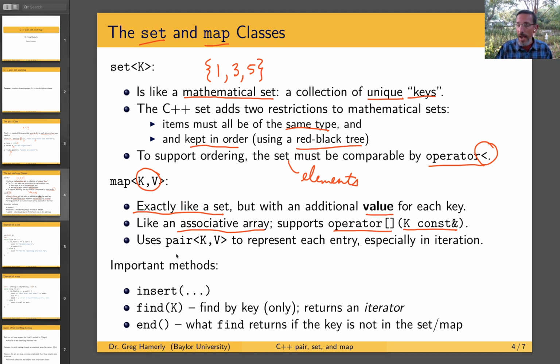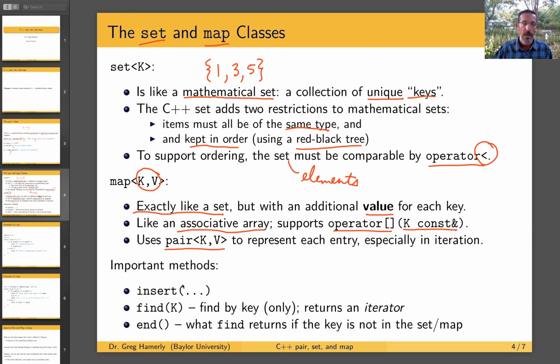And within the map, inside the map, there are pairs everywhere. Every entry in the map is a pair of key and value. And you see this whenever you delve into the internals of the map, especially if you iterate over all the elements of a map. So to be clear, a set stores a bunch of unique keys. A map also stores a bunch of unique keys, but the values need not be unique. So the keys in the map are unique, but the values are not necessarily unique.